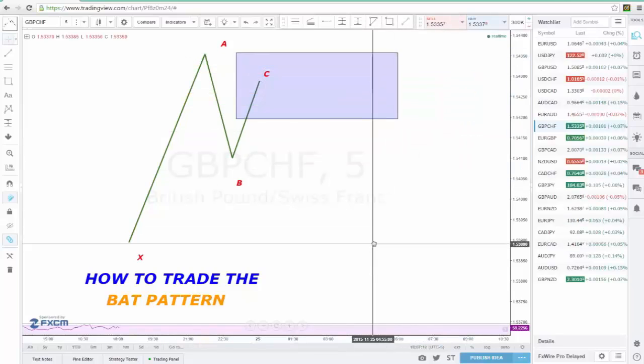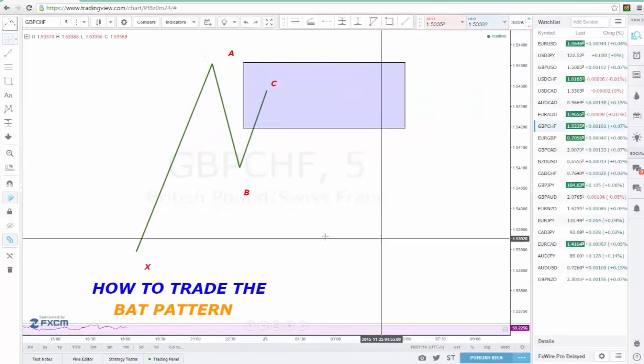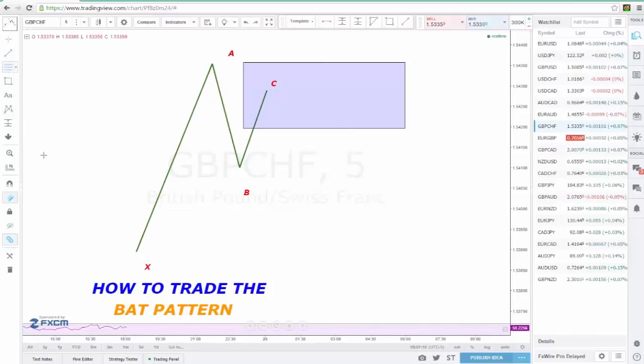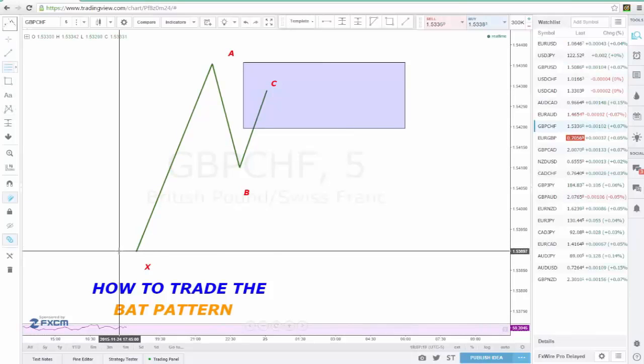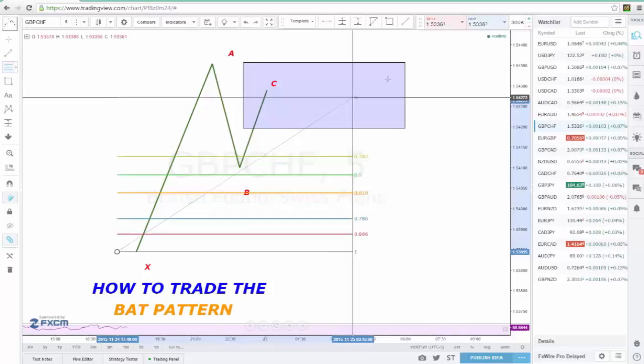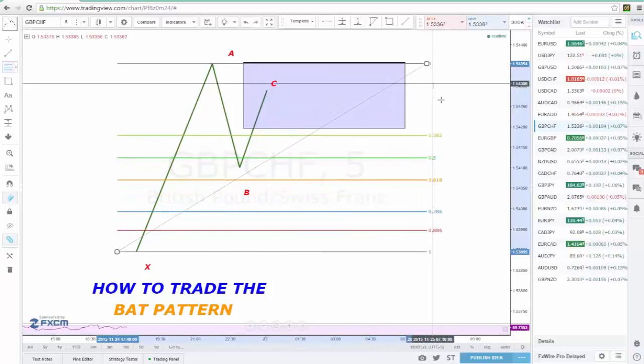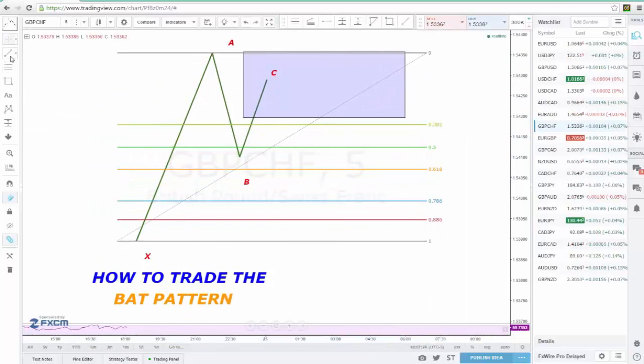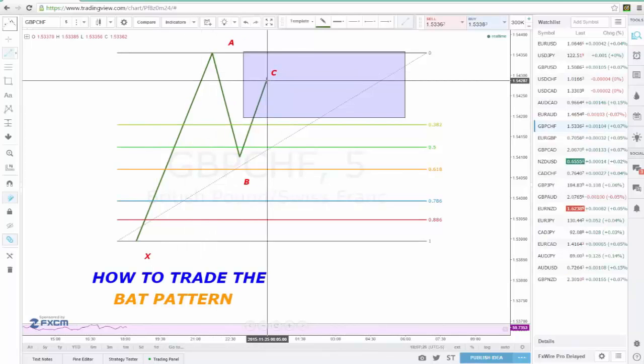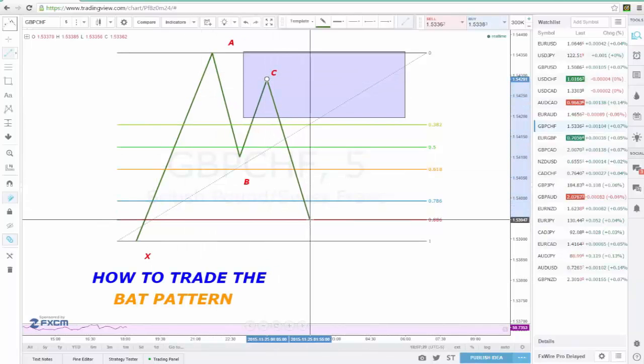And the last thing we want is the D point. In order to get the D point, all we do is take a Fibonacci retracement from our X up to A, and the D point is going to come in at the 886 retracement. And this will complete our bat pattern.